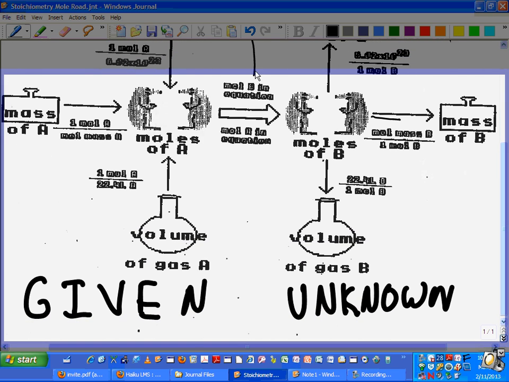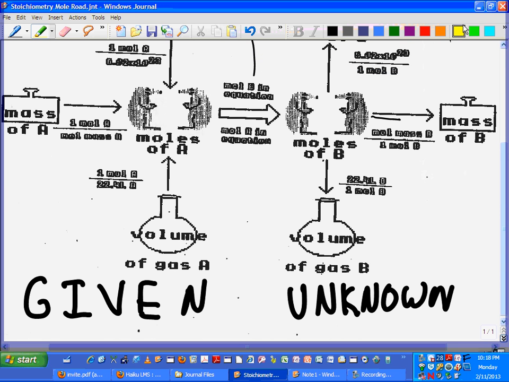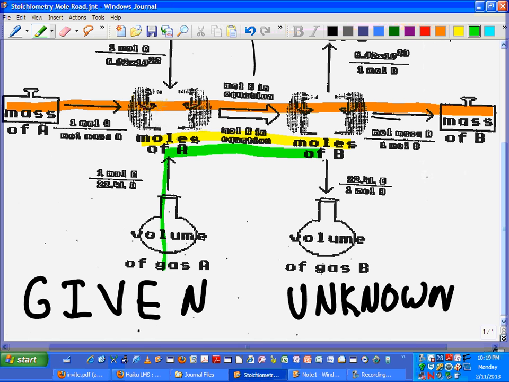Let's see if I can get a highlighter here. Whoa. So for a mole-mole problem, I'd start in moles, and I'd go over to moles. For a mass-mass problem, I'd start in mass, and I'd go all the way over to mass. Notice that's like a three-step problem. A mole-mole problem is only a one-step problem. Volume-volume, I'd start in volume, and then cruise over and finish in volume. Again, a three-step problem.